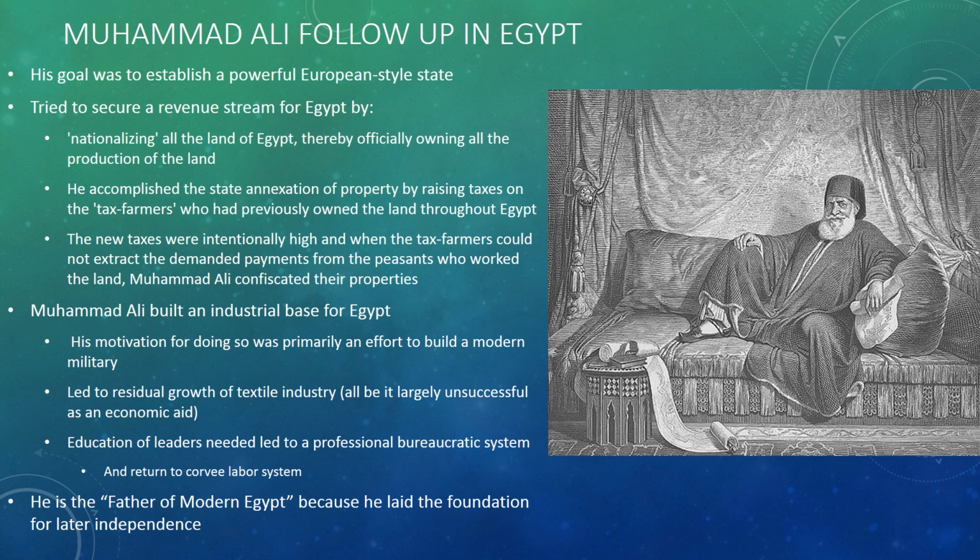So besides agriculture and taxation needing to be looked at, Muhammad Ali is also trying to build up the industry, because he needs both in order to make this work. So his main motivation is to build more military complexes for what he hopes to build as an independent country.